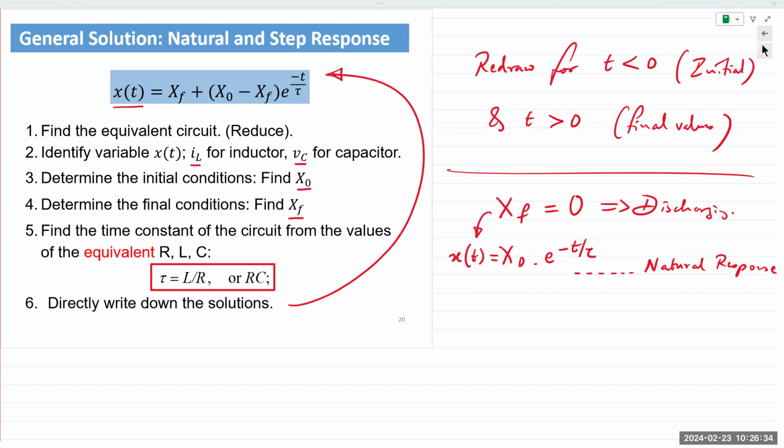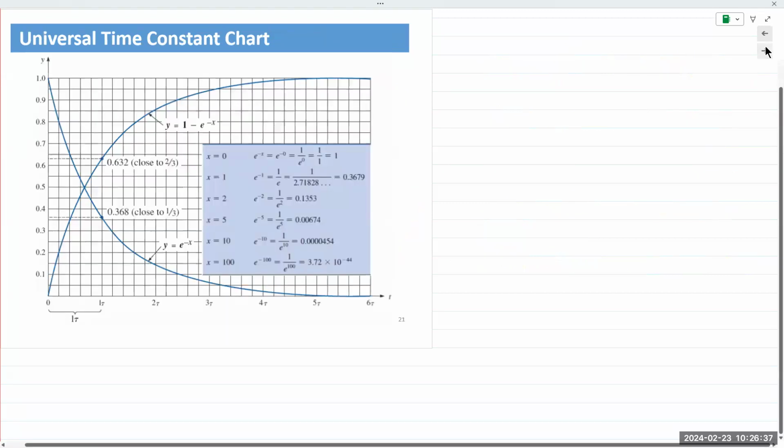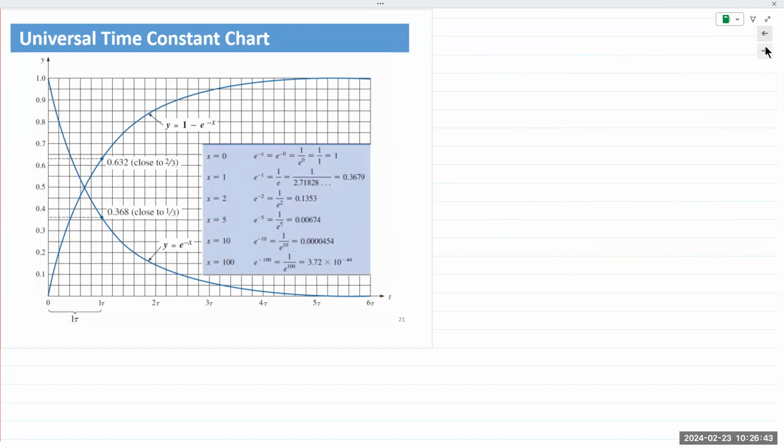Okay. Before that, a couple of slides about the chart. So I have a universal time constant chart here. It simply is if you plug in the value of t as equal to the time constant, whether it's 1 tau, 2 tau, 3, 4, 5, and 6 tau, the shape of that function remains the same. It's exponential, right? So it follows an exponential curve, whether it's charging or discharging. So this is for charging, and this is for discharging.